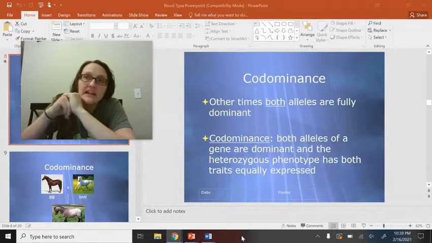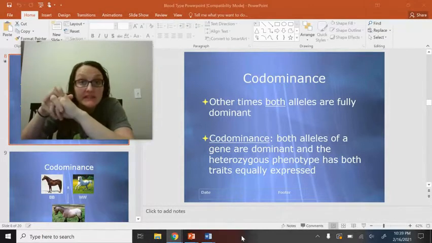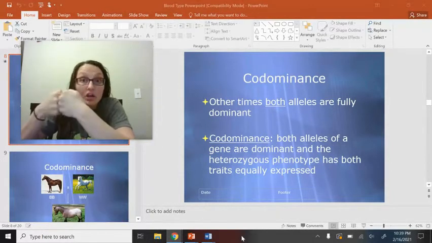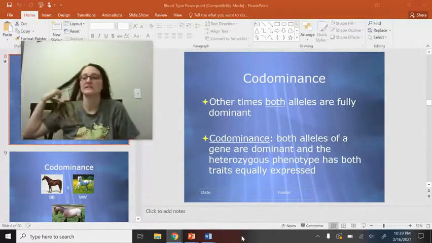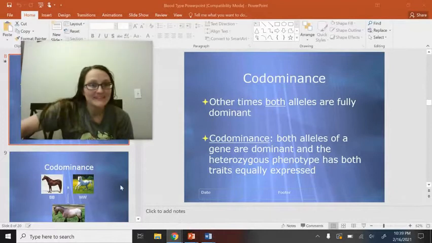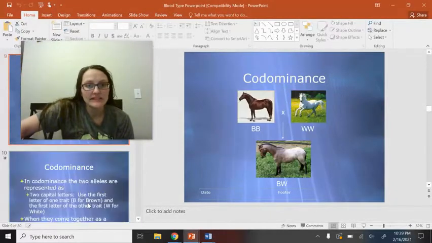You see this in blood typing with type AB blood. So A and B are codominant blood types. And so they both show up in AB blood. They both have those little antigens in the blood. Okay, so here is an animal example.